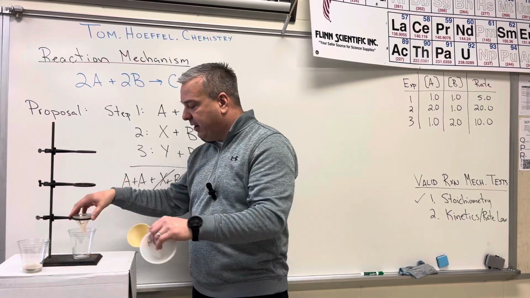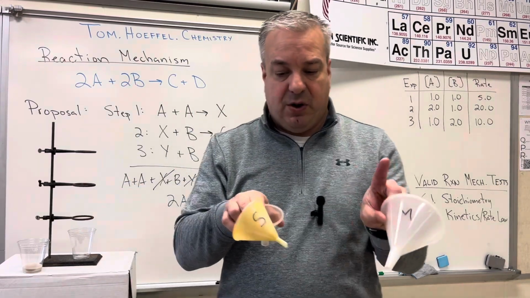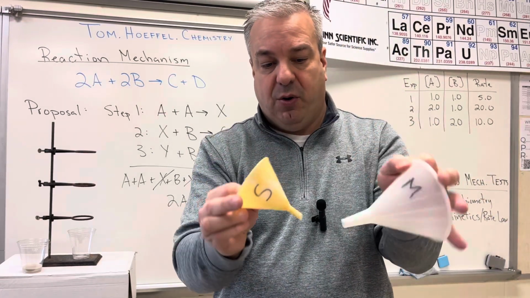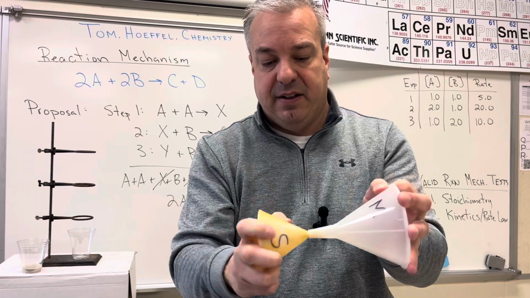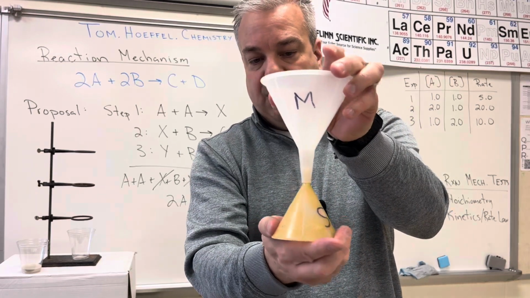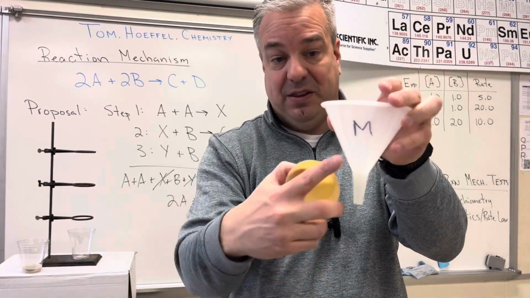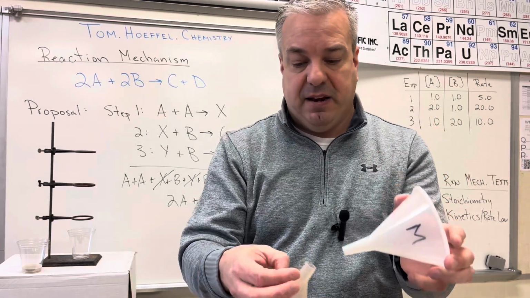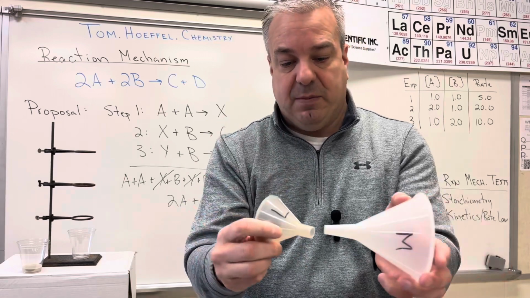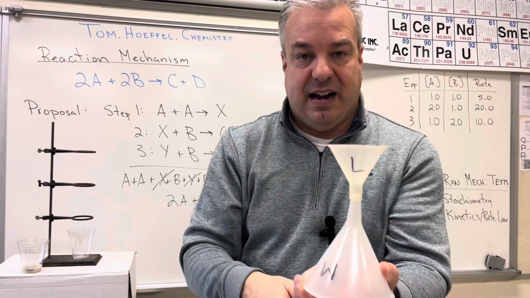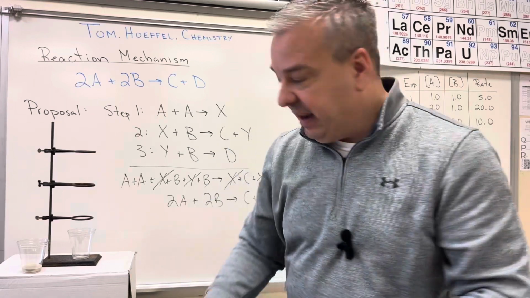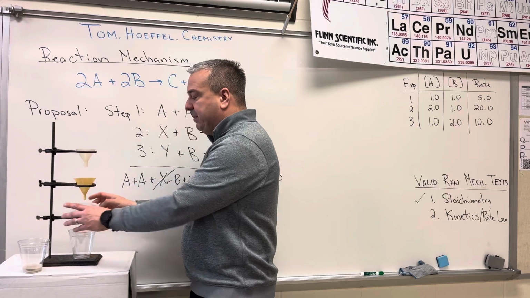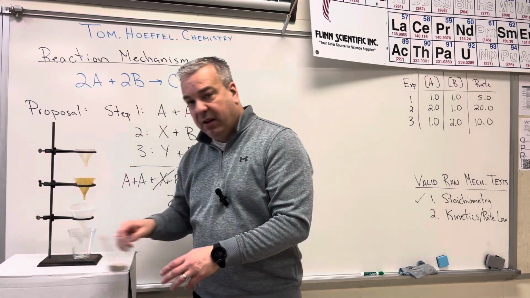I have three sized funnels, and they're labeled as small, medium, and large. As you can see, the small one, the hole at the bottom, can fit inside the medium one. So the small hole is smaller than the medium hole, even though the funnel is a different size. And the same thing for the medium and the large. The medium hole can fit inside the large hole. And it doesn't matter the order in which I put these in. One of these steps is going to determine the overall reaction rate.